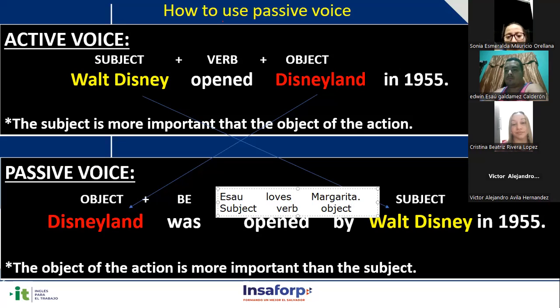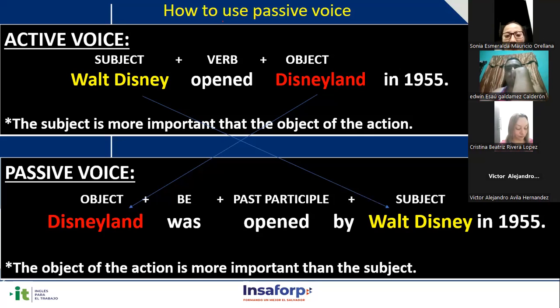So Esau is the creator, the producer of the action. And Margarita is the receiver of the action. She receives. She's the object, right? Or the receiver of the action. Esau gives love to Margarita, and Margarita receives that love, right? Understand? Okay, now.